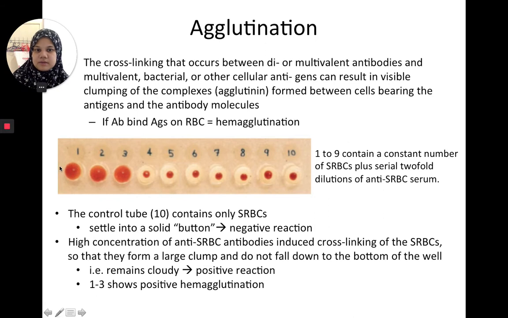But where you have a high concentration of the antibodies or the anti-SRBC, for example, in the first well, obviously as you go further down, there's less and less antibodies. So in this one, the cross-linking of the SRBCs and the antibodies will form clumping, so it doesn't settle at the bottom of the well. It'll just be clumped in solution, and it'll be cloudy. So that gives you a positive reaction. So this 1, 2, 3 is a positive hemagglutination reaction. 4, 5, 6, 7, 8, 9, 10 means there's too little antibodies to actually form agglutination in the wells number 4 and above, and 10 obviously has no antibodies.